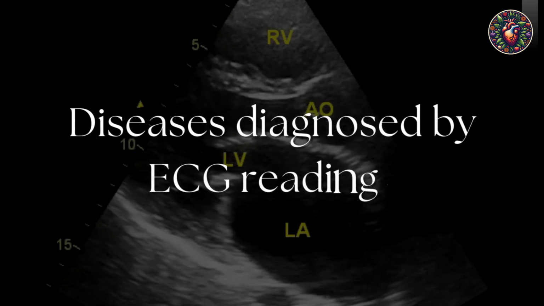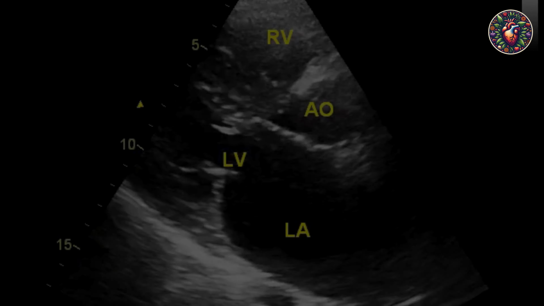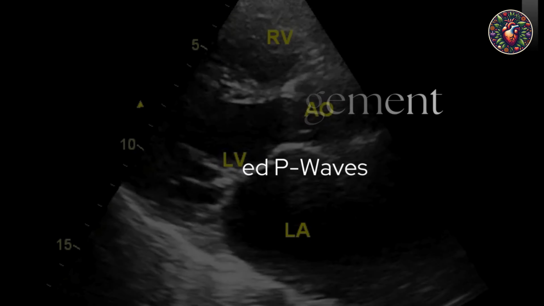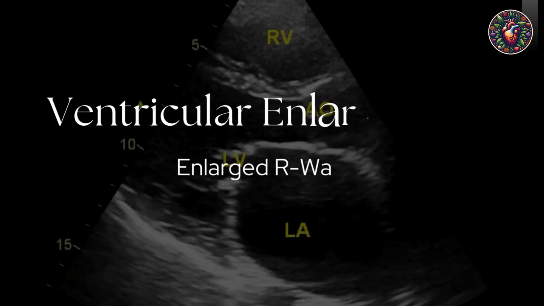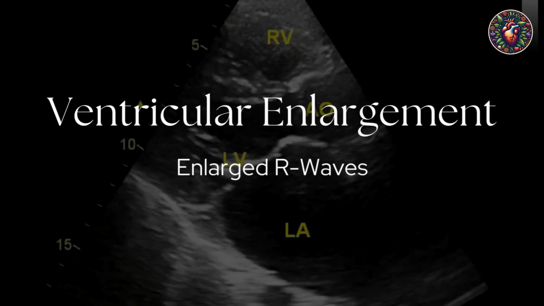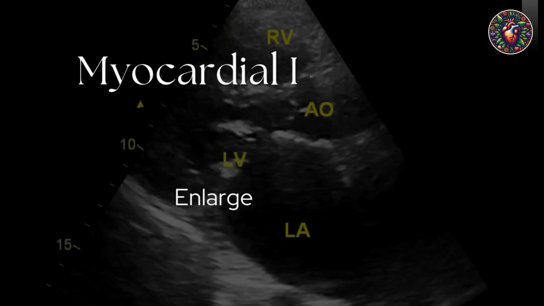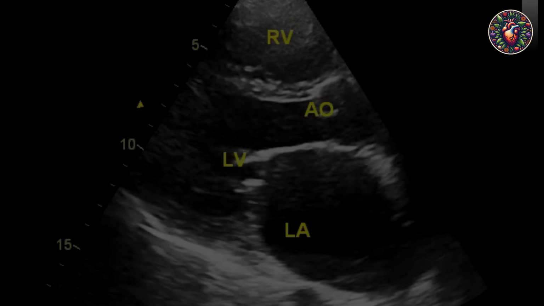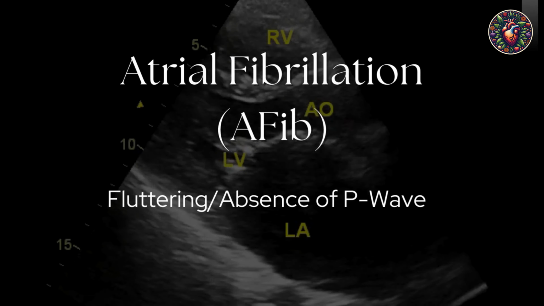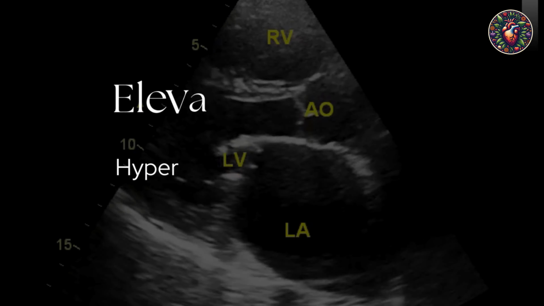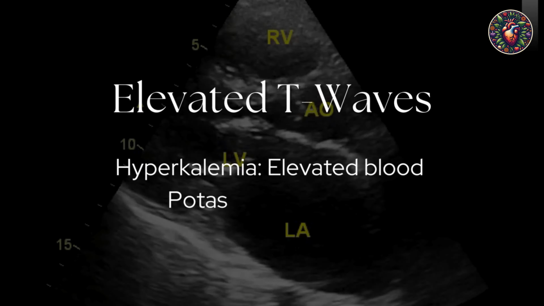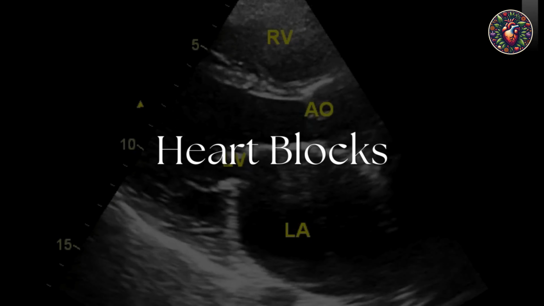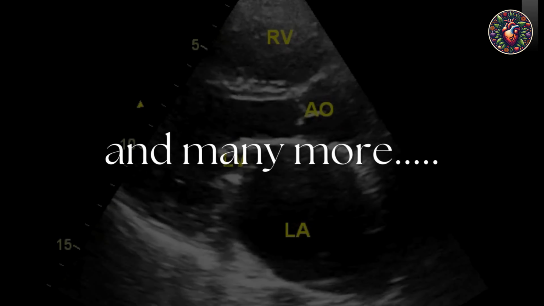The common disorders found with the help of ECGs are: 1. Atrial enlargements, diagnosed when there is enlargement of P waves. 2. Ventricular enlargements, diagnosed when there is enlargement of R waves. 3. Myocardial infarction, or heart attacks, diagnosed when there is enlargement of Q waves. 4. Atrial fibrillation, AFib, fluttering of P waves. 5. Elevated T waves signify hyperkalemia, which is increased blood potassium levels. 6. Heart blocks. And many more.